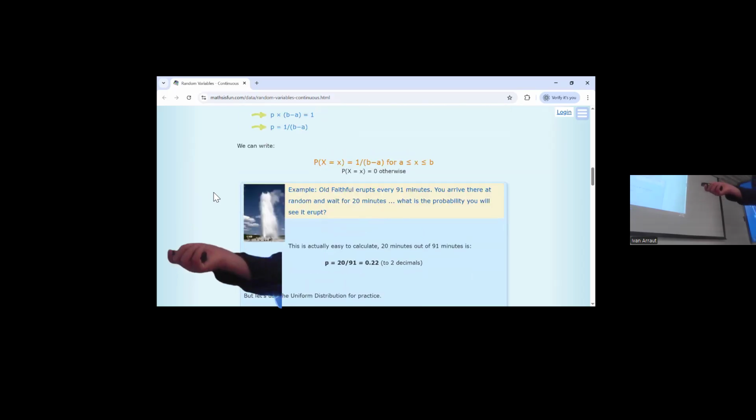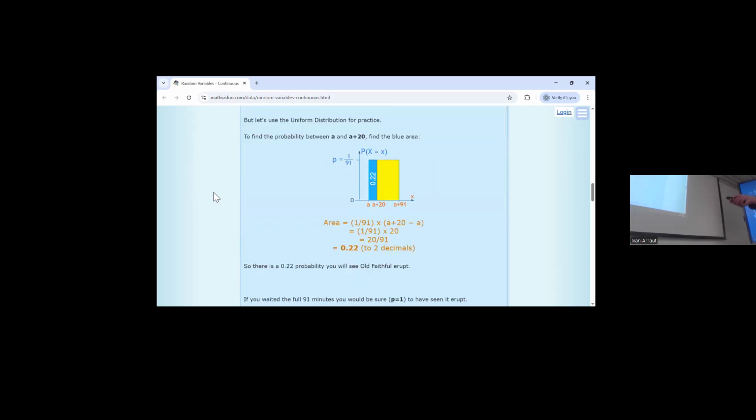This is an example. Old Faithful erupts every 91 minutes. You arrive there at random and wait for 20 minutes. What is the probability you will see it erupt in those 20 minutes? Well, they do this distribution. 1 divided by 91 is the difference between this point and this point, right?